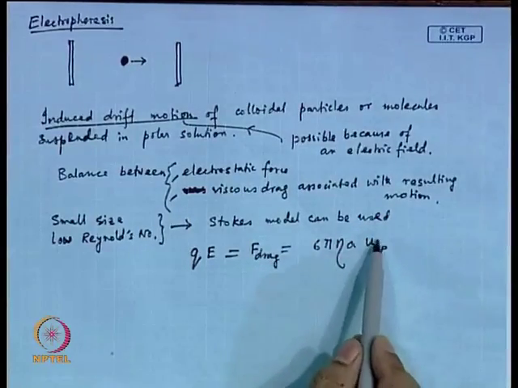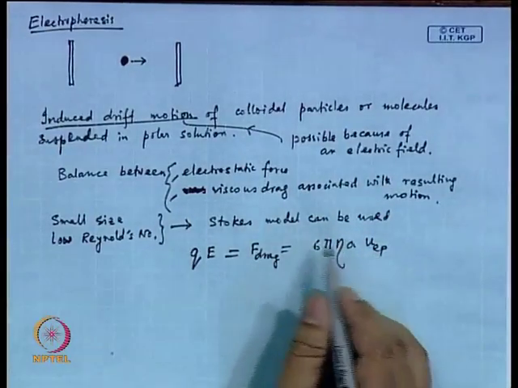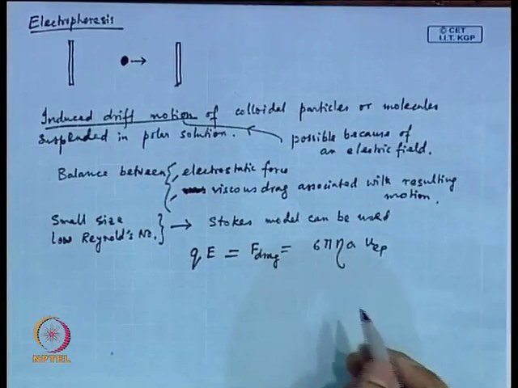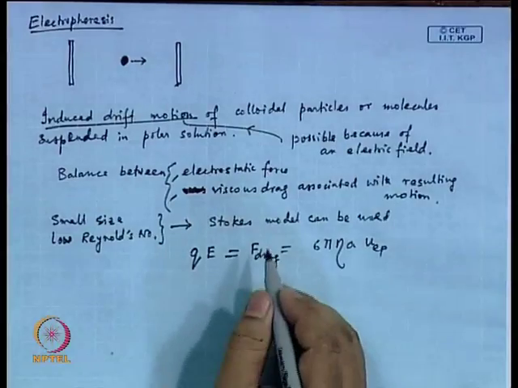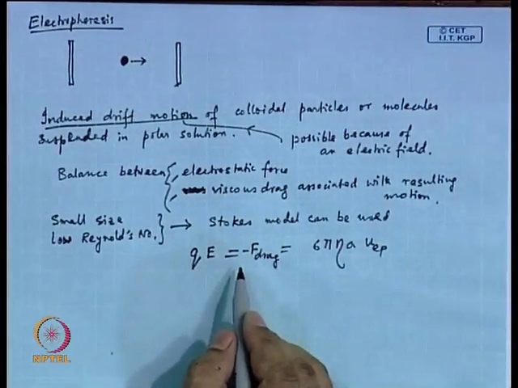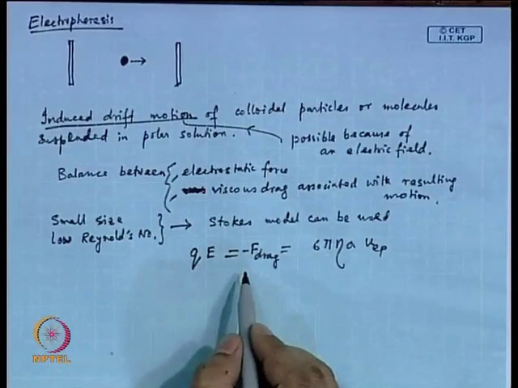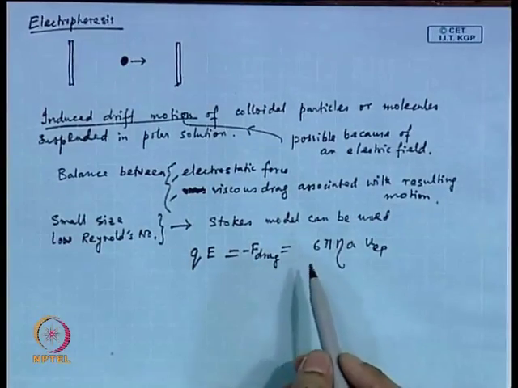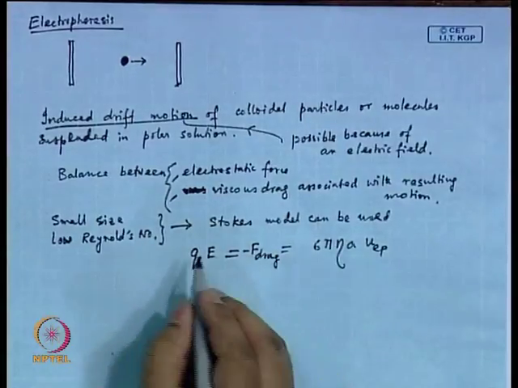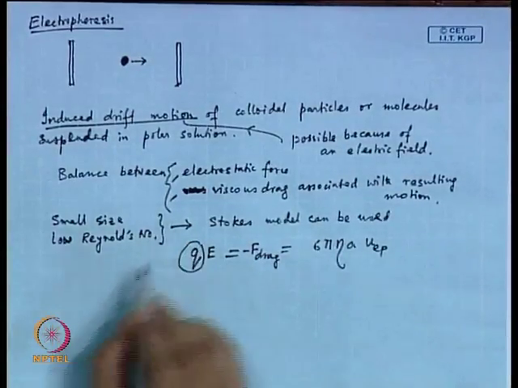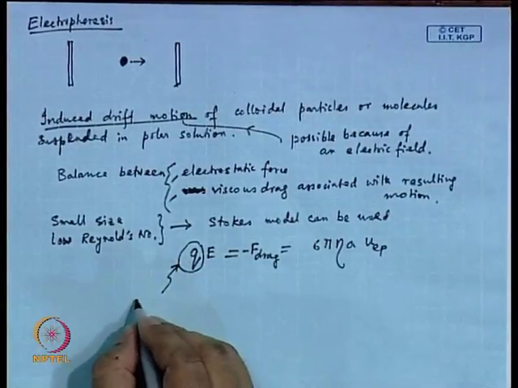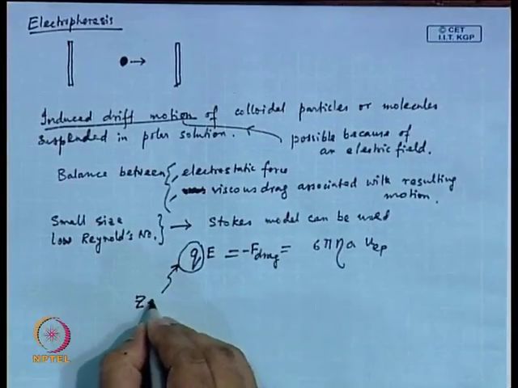So this is the definition for drag, and as a matter of fact, this should be equal to minus F drag. The sum of these two forces is equal to 0. So Q E is equal to minus F drag, which is equal to this quantity. And this Q, the charge, you can write as Z into E.